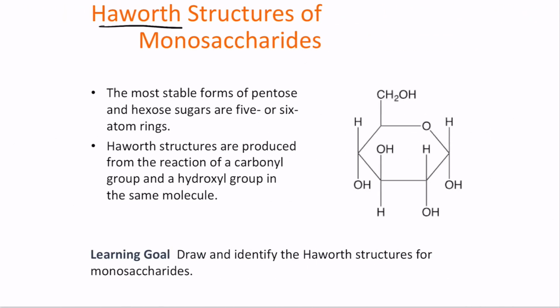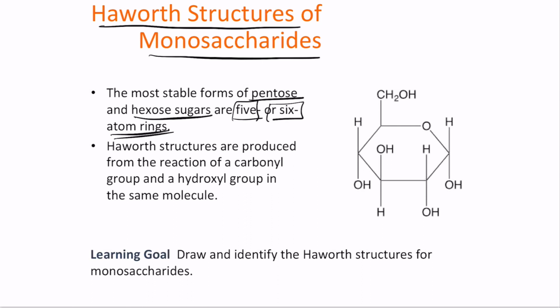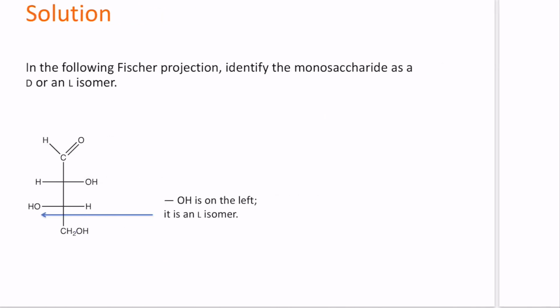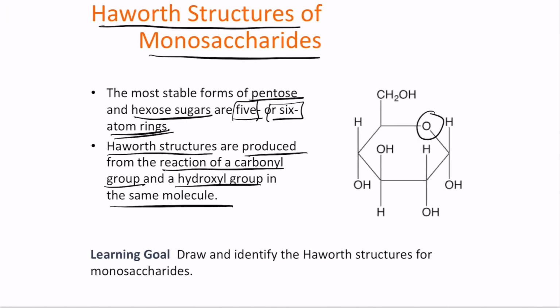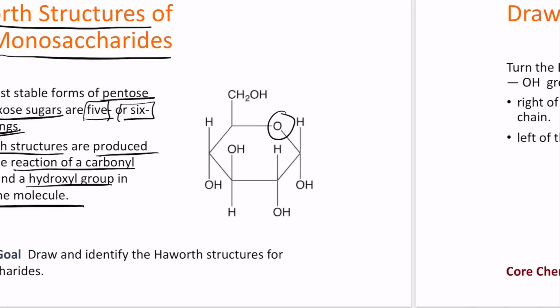Next, let's talk about Haworth structures of monosaccharides. The most stable form of pentose and hexose sugars are commonly known as 5 or 6 membered atom rings, and these are called Haworth structures. These are produced from the reaction of a carbonyl group and a hydroxyl group in the same molecule. So what happens here is that the carbonyl group and the hydroxyl group bond to each other and create a double bonded oxygen atom. This can create the cyclic structure.